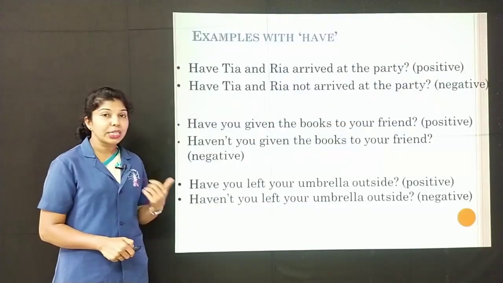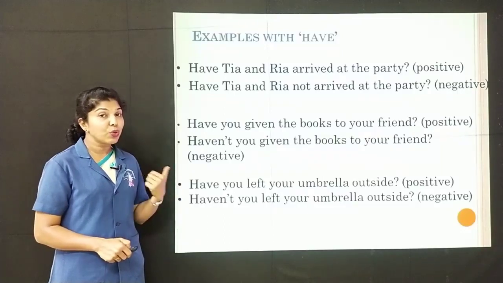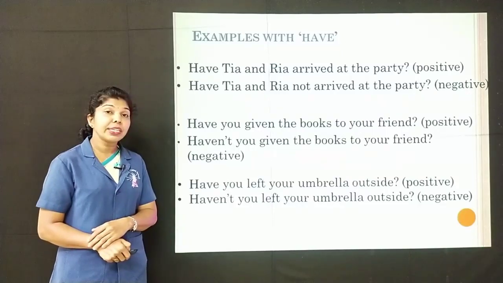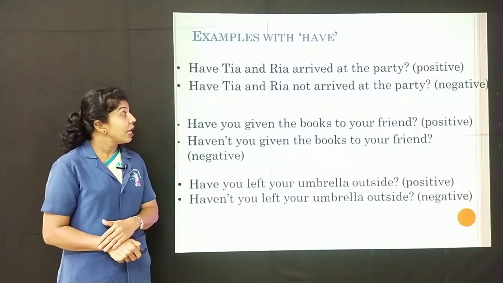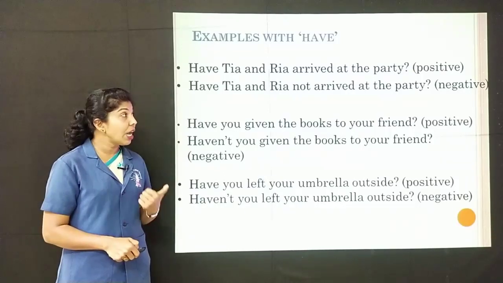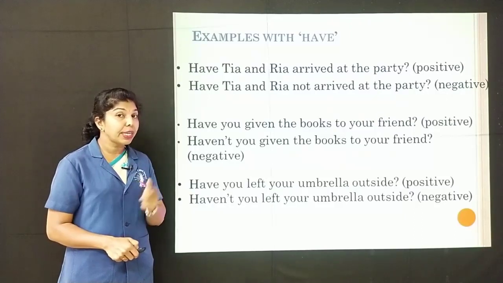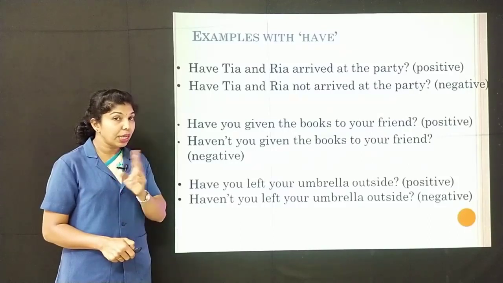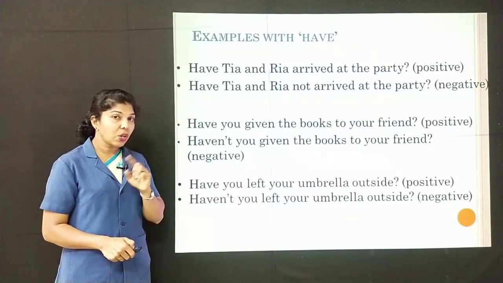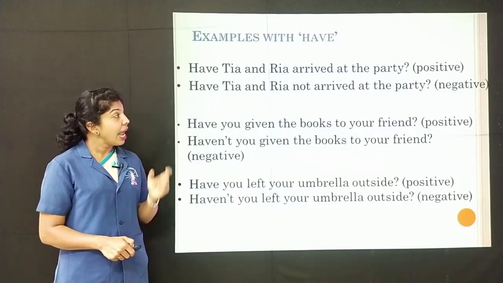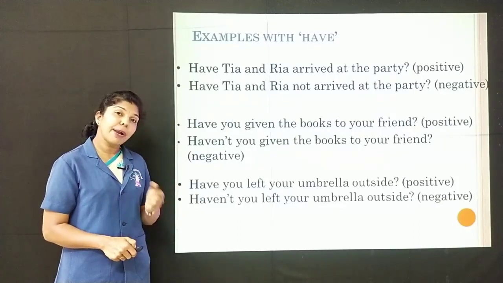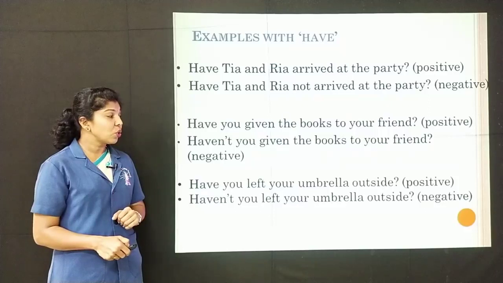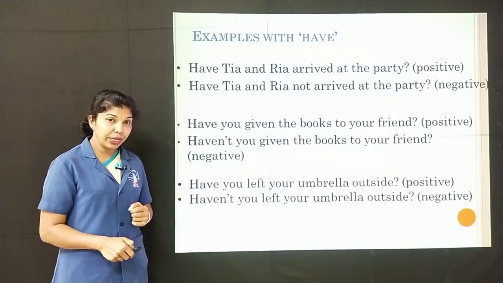Now let us see a few more examples using have. How the questions are framed using have. Have Tia and Ria arrived at the party? This is a positive question. The negative question is, have Tia and Ria not arrived at the party, or haven't Tia and Ria arrived at the party? Both are correct. Have Tia and Ria not arrived at the party is also right, or haven't Tia and Ria arrived at the party is also correct. Have you given the books to your friend? The negative yes or no question will be, haven't you given the books to your friend?